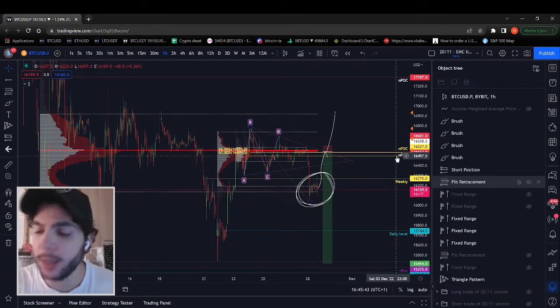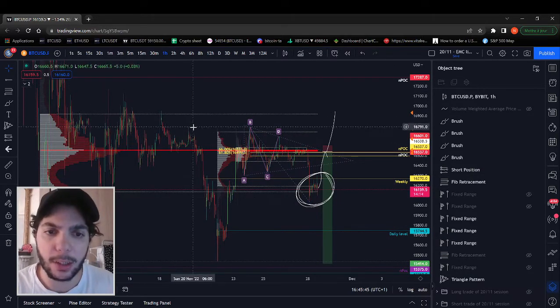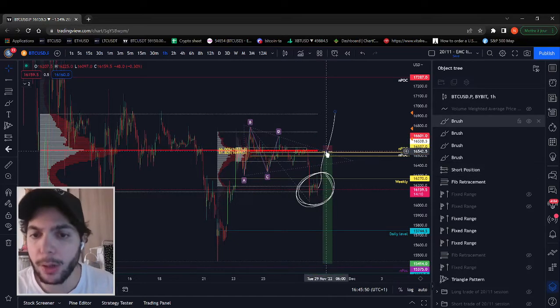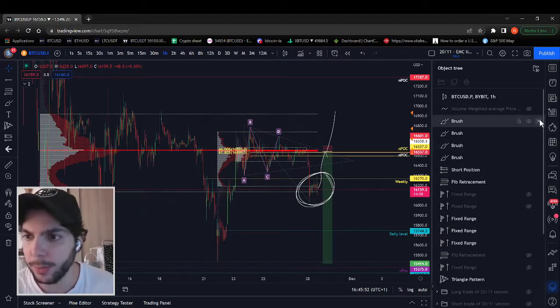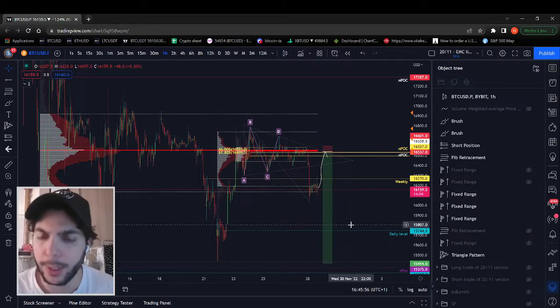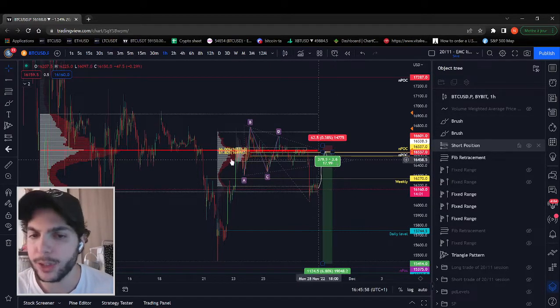We've been just making lower highs, lower highs, lower highs. So why wouldn't we make a lower high here? This would fit the scenario. This could completely be another lower high, and then we go back lower, okay? And this could be a nice short opportunity.